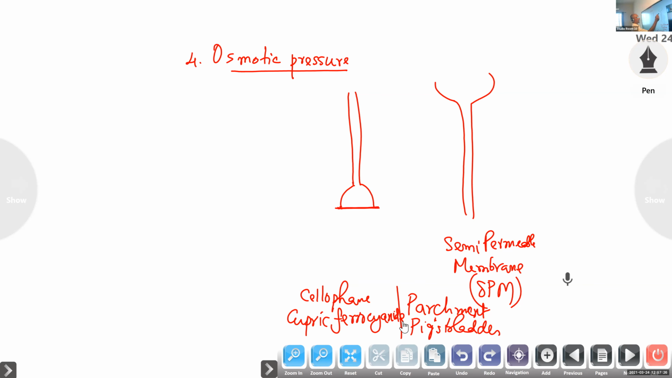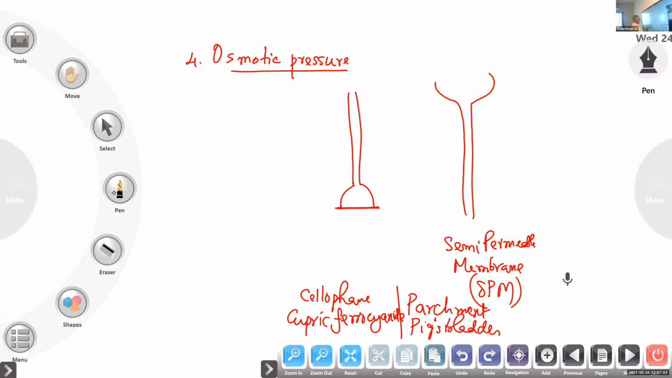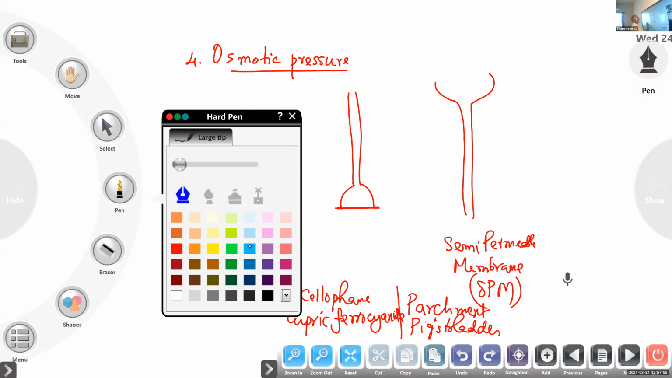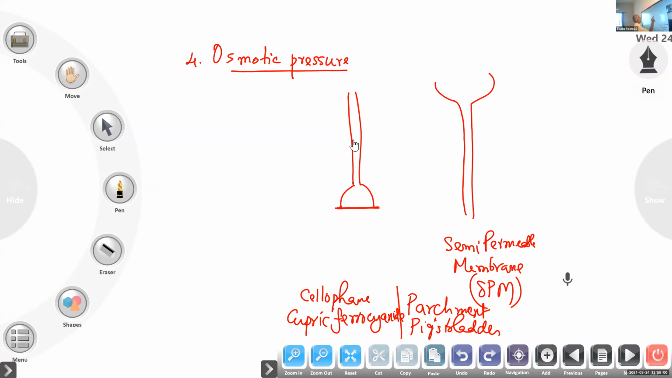You take a thistle funnel, and it is covered with a semi-permeable membrane, for example cellophane, an artificial semi-permeable membrane. Now you take a copper sulfate solution. Very carefully, you add copper sulfate solution into this.